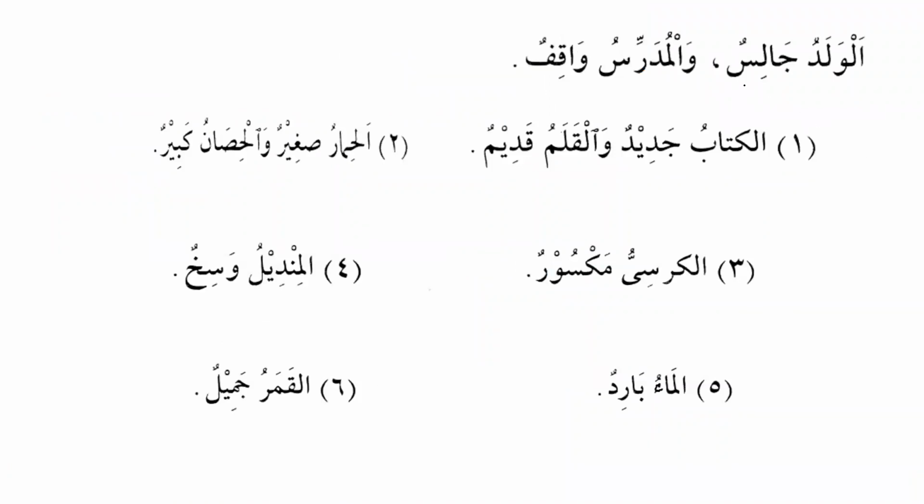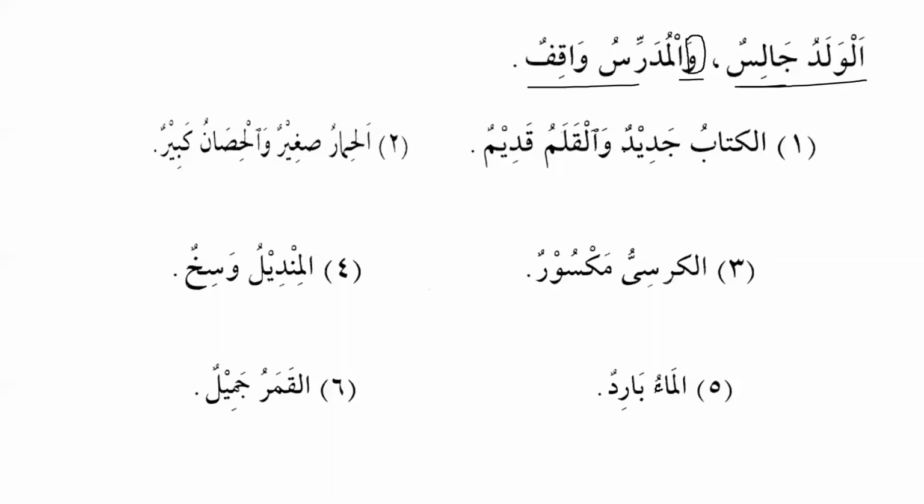Al-waladu jalisun wal mudarrisu waqifun. The boy is sitting, jalisun sitting, wal mudarrisu waqifun, and the teacher is standing. And you remember the use of waw? Why is it used? It is used to connect two sentences. Sentence number one, al-waladu jalisun. Sentence number two, al-mudarrisu waqifun. And we want to connect them, so we will connect them with waw, and it means and.